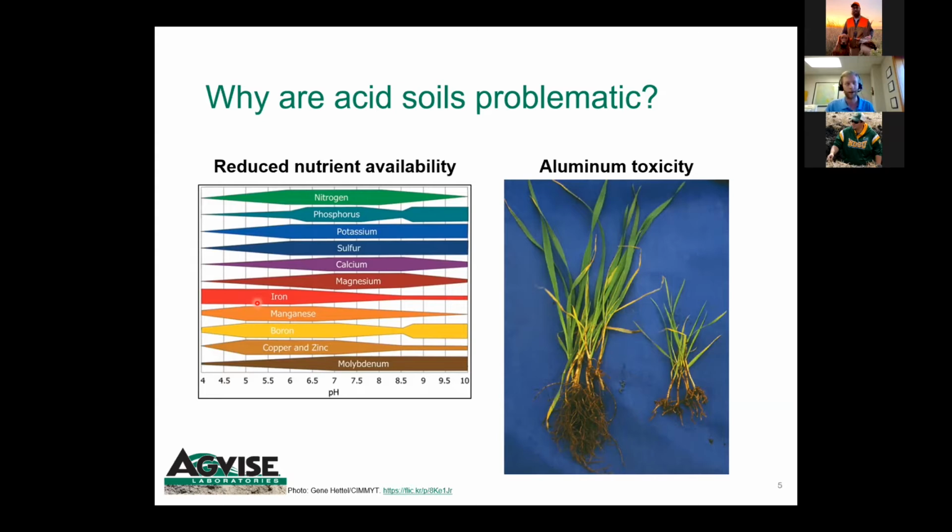But the big topic is aluminum toxicity, which happens when you hit a pH somewhere around 5.2 to 5.5, and the amount of soluble aluminum in soil starts going up. And when you have lots of aluminum there in the plant root zone, it starts causing the plant roots to get short, stubby, stunted. And in this photograph, the plants on the right are suffering from aluminum toxicity, and that's exactly what you see. Short, stubby roots, little biomass, and a root system like this doesn't do a very good job of taking up nutrients or water. So that's really why we're concerned about these severely acid soils.